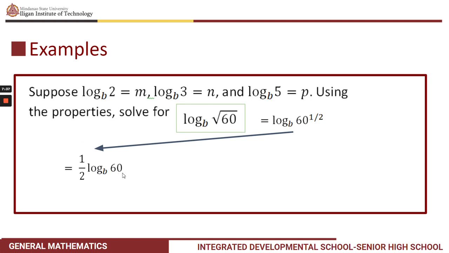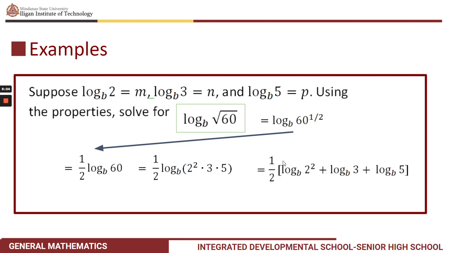Now, we have 60. And we have here 2, 3, and 5. So if you prime factor 60, you will actually get 2 squared times 3 times 5. Okay? So 2 squared times 3 times 5 is actually equal to 60. So we have a product in our argument. So we will also use the theorem, so they can be separated. We will get 1/2 times log with base b of 2 squared, so they are separated, plus log with base b of 3 plus log with base b of 5.